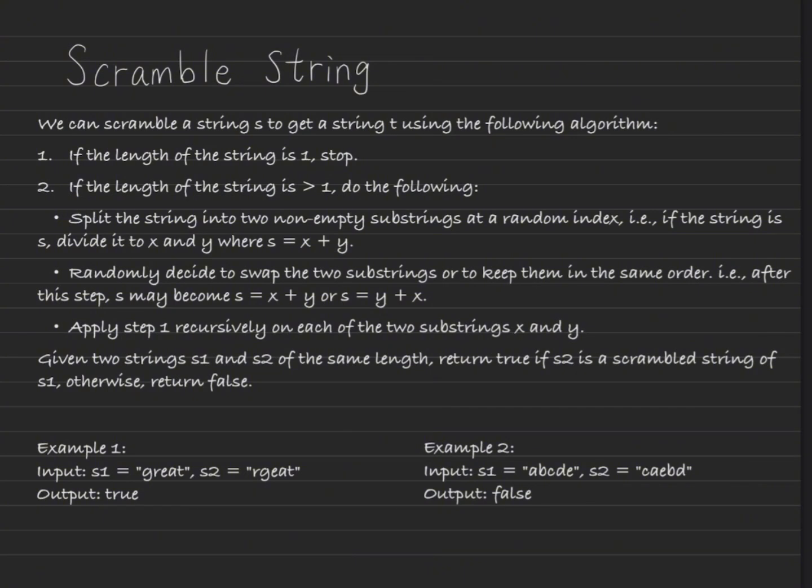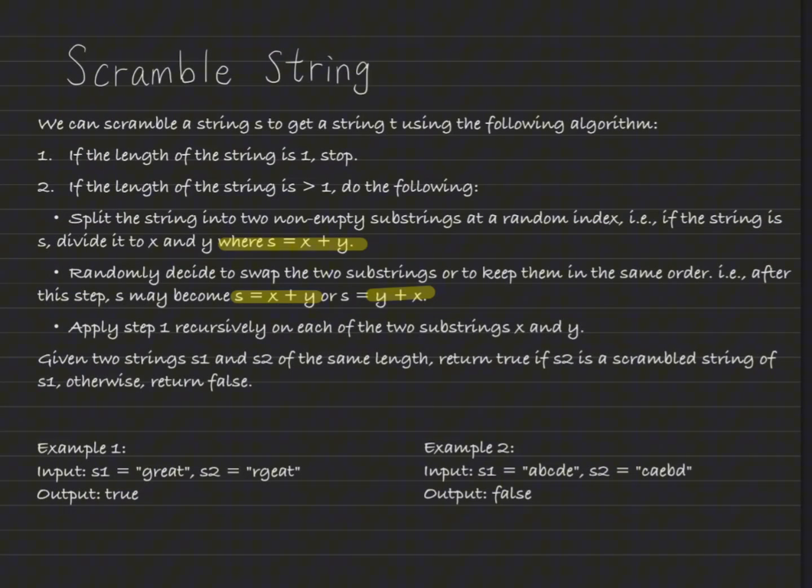Split the string into two non-empty substrings at a random index. So for example, S will now become X plus Y. And then randomly decide to swap the two substrings or to keep them in the same order. So S may become X plus Y or Y plus X. Then apply step 1 recursively on each of the two substrings X and Y.